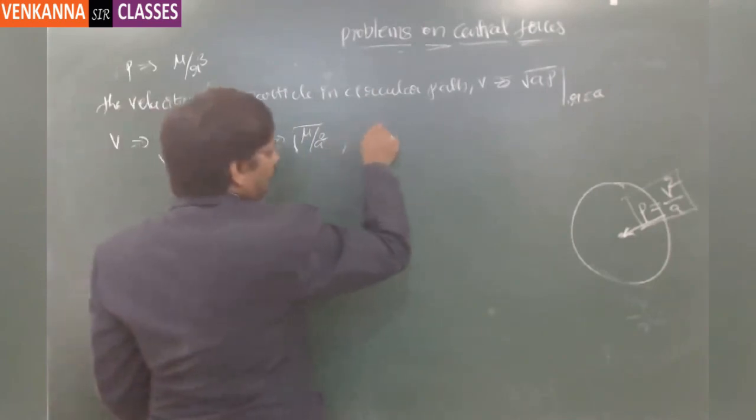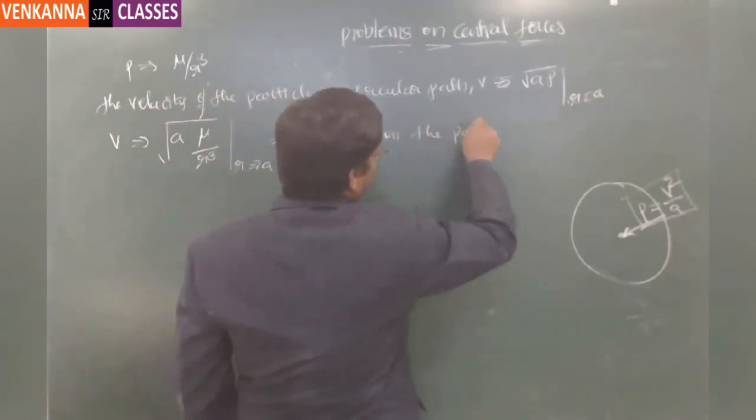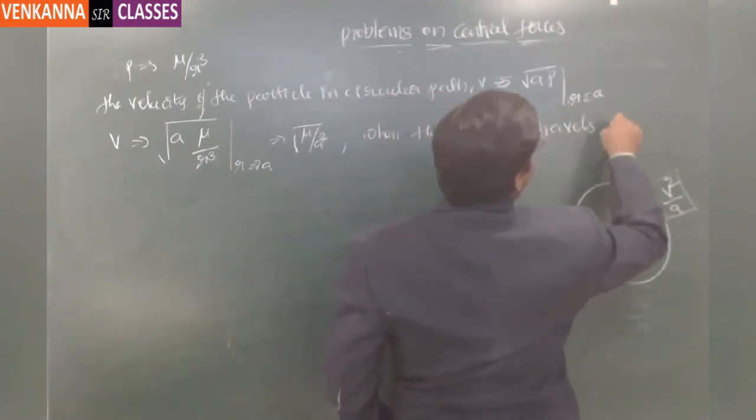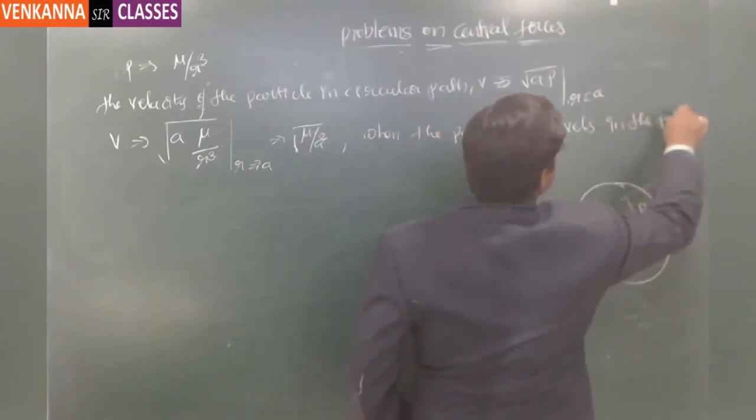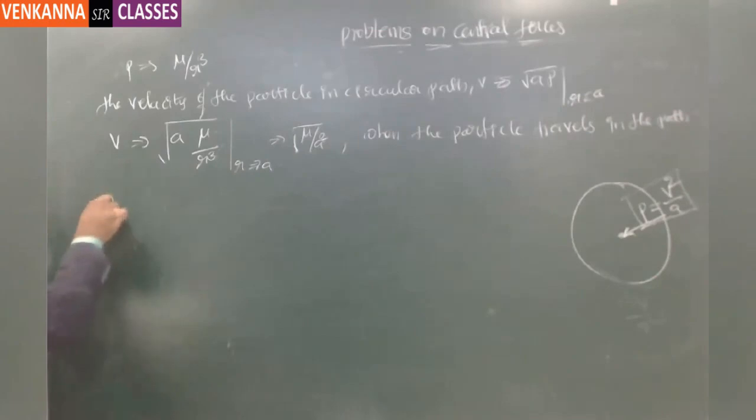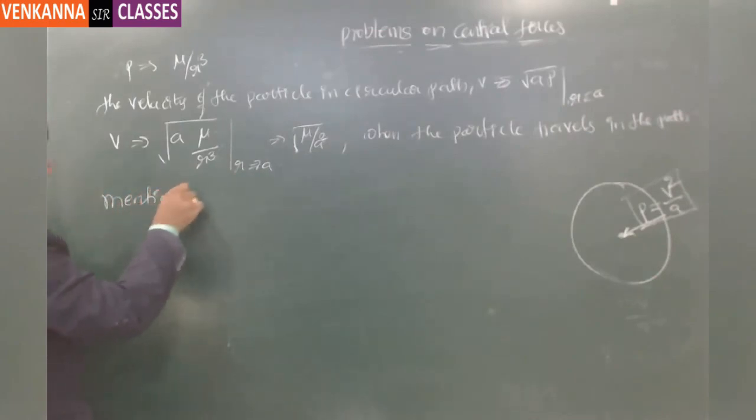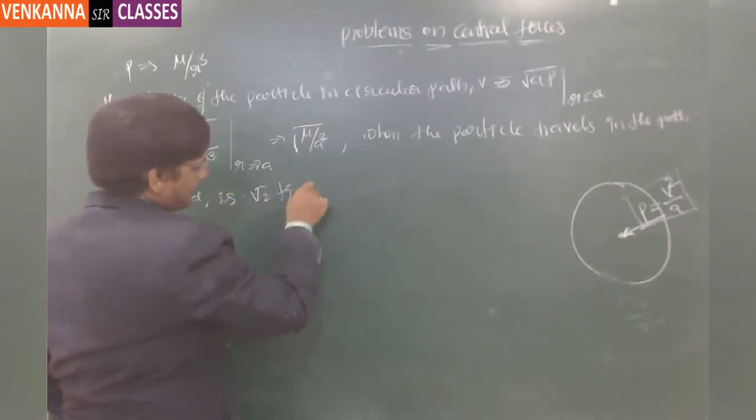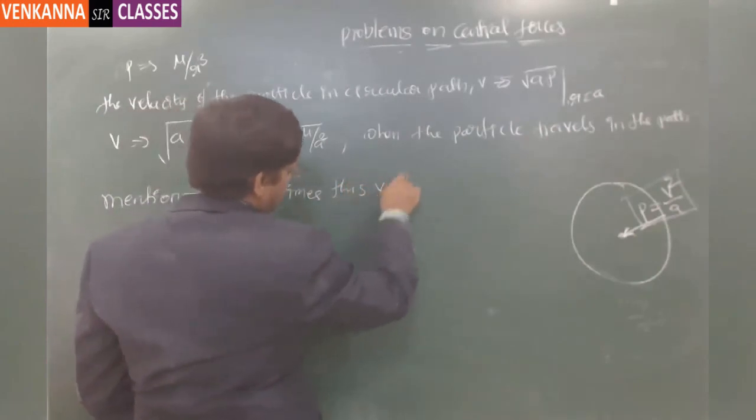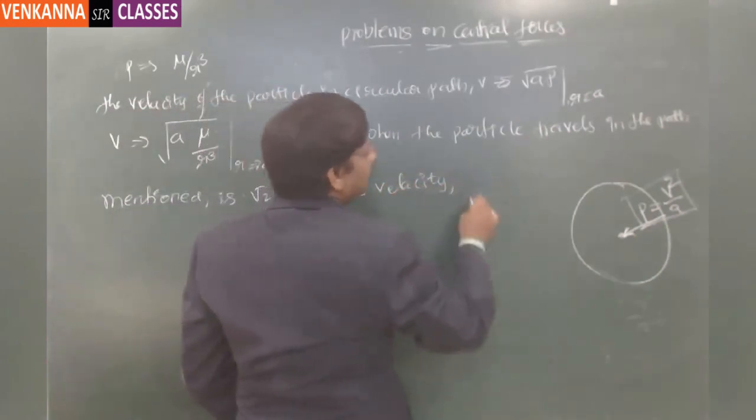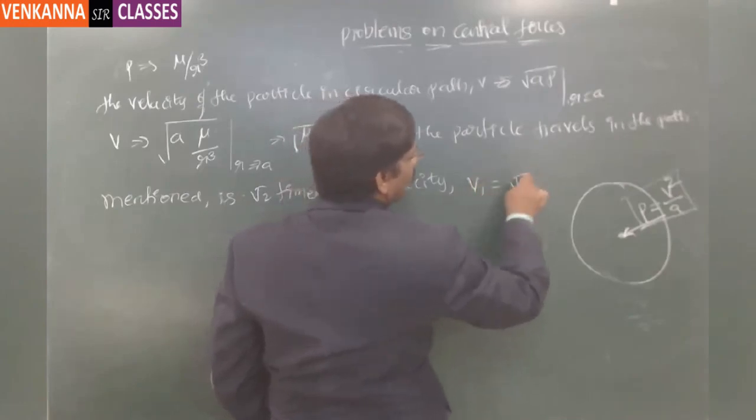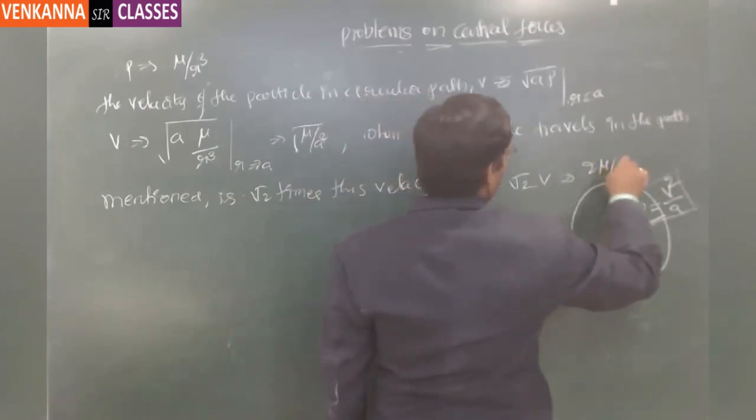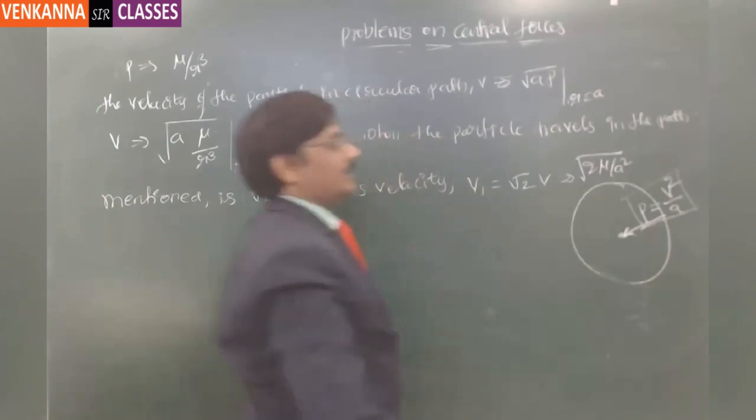So when the particle travels in the path mentioned, the velocity is root 2 times this velocity. Let us say this is v1, root 2 times v. So root 2 times this is going to be the square root of 2 times mu by a square. So this is the velocity.